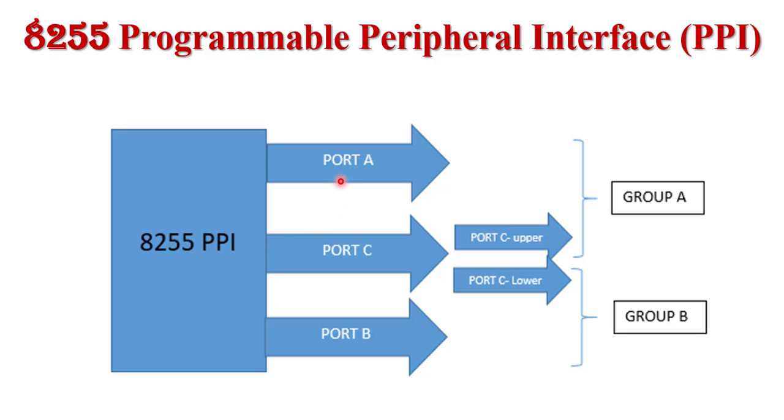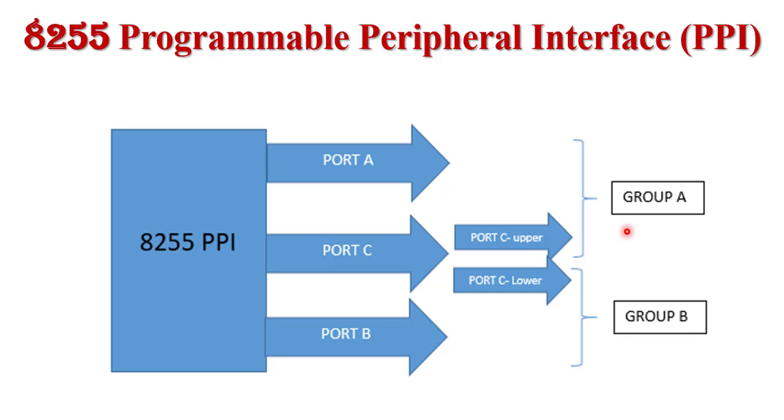These ports are port A, port B and port C. Each port has 8 bits: port A has 8 bits, port B has 8 bits and port C has 8 bits. Port C is further divided into two parts, port C upper and port C lower, and both have 4 bits. Now these ports are divided into 2 groups, group A and group B, each group having 12 bits.